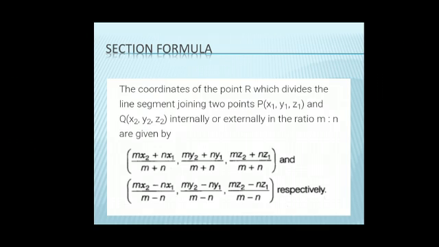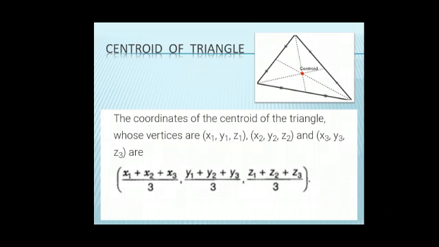The coordinates of the point R which divides the line segment joining 2 points P (x1, y1, z1) and Q (x2, y2, z2) internally in the ratio m is to n are given by, you can see it very clearly, (mx2 plus nx1) upon (m plus n). Similarly for y and z. And if we talk about external division, it is (mx2 minus nx1) upon (m minus n), and the same for the y and z coordinates respectively.